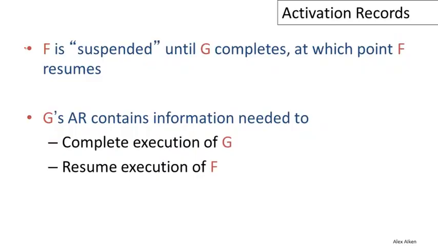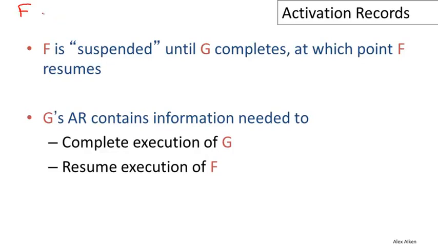Now, up to this point, we haven't said why we need to keep information about activations at all. And the reason is that there is some state associated with each procedure activation that is needed in order to properly execute the procedure, and we have to track that somewhere. That's what the activation record is for: to hold the information needed to properly execute the procedure. So let's look at that in a little bit more detail.